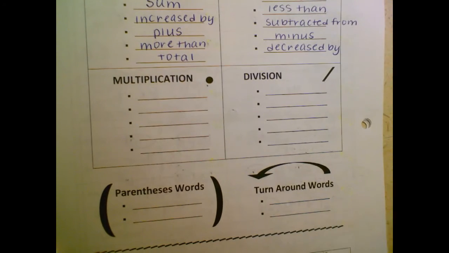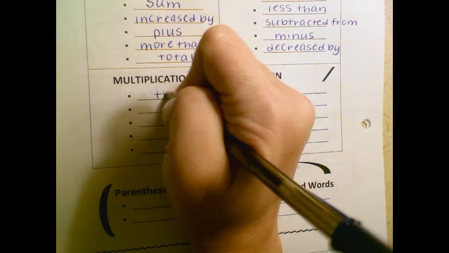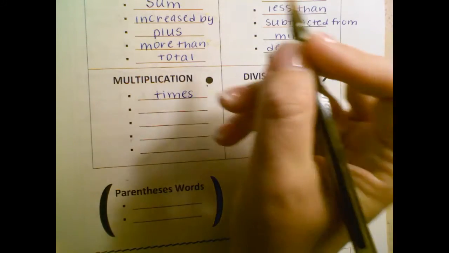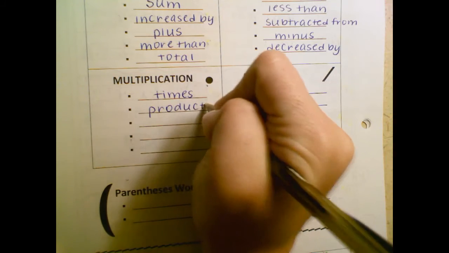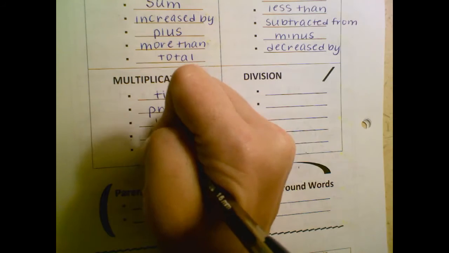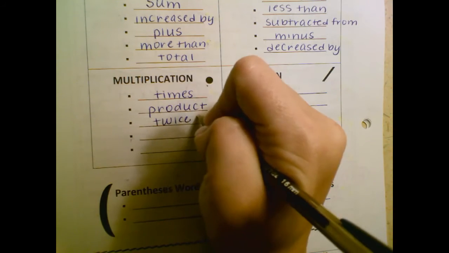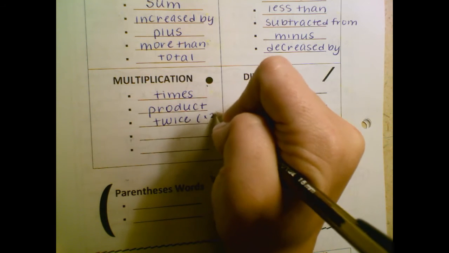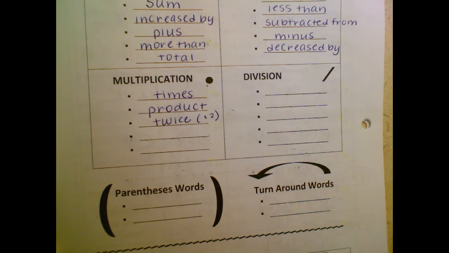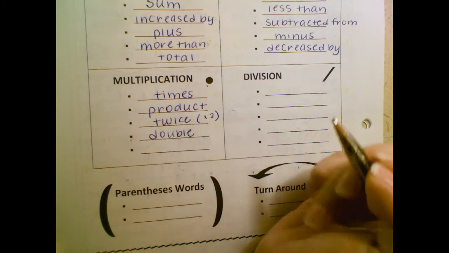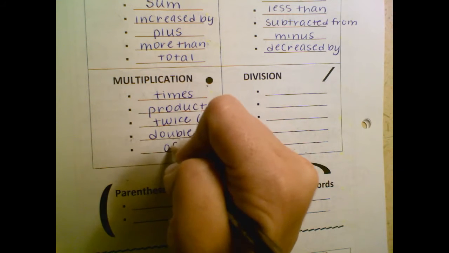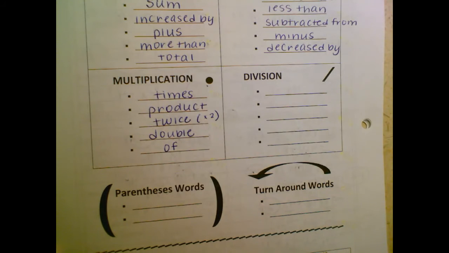Terms that mean multiplication are times, product, twice, means we times by 2, double, or the word of, means that we're going to multiply.